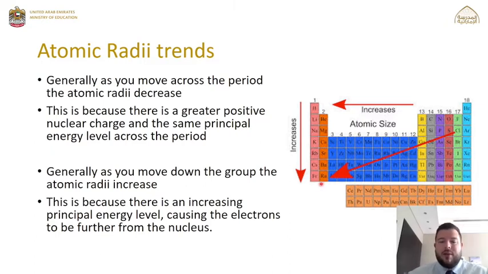If I take francium, for example, it's at the bottom of group 1, okay, and it's right at the start of its period, so it's going to have a very large atomic radius. Whereas, for example, fluorine is quite near the top of the group, which is right at the top of group 17, and it's quite far along the period, so it's going to have a small atomic radius.